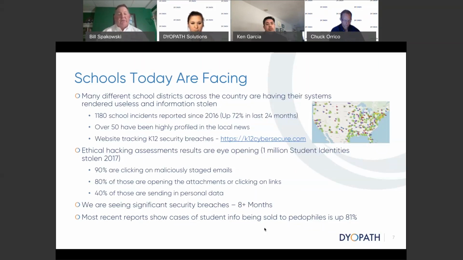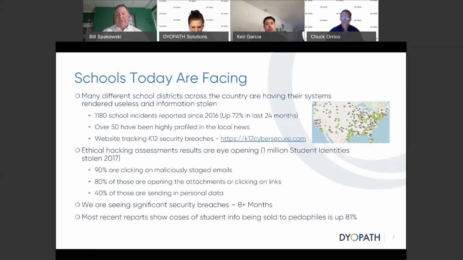What staggered us when we were doing some research on this is that there's been over 1 million student identities stolen since 2017. And the thing that's most staggering about it is about $2.6 million total loss from that number, and about $540 million were paid out by individual families.